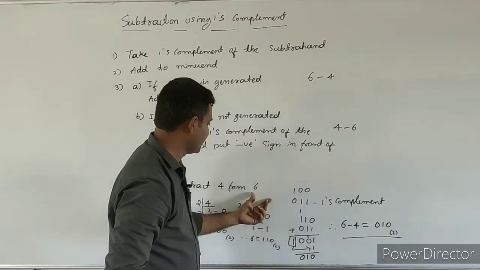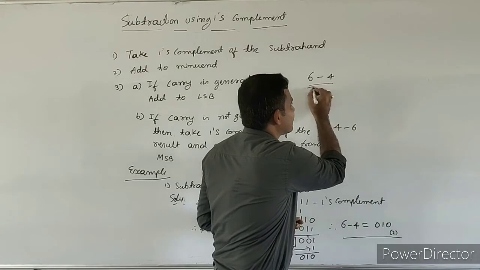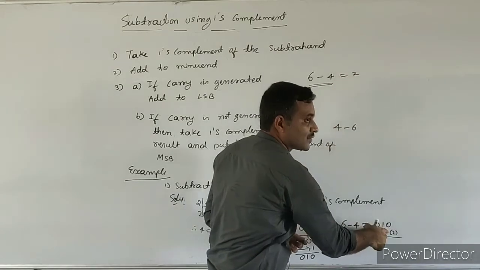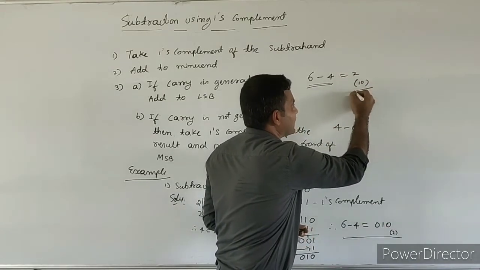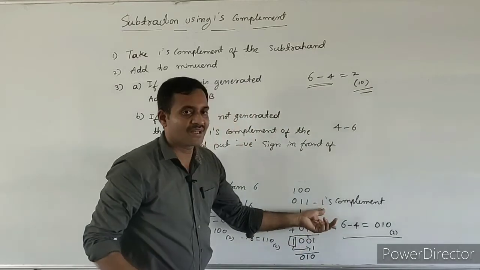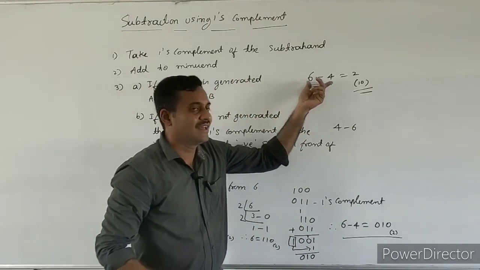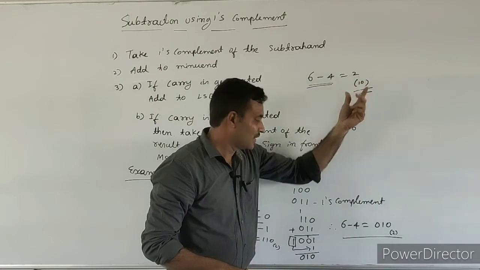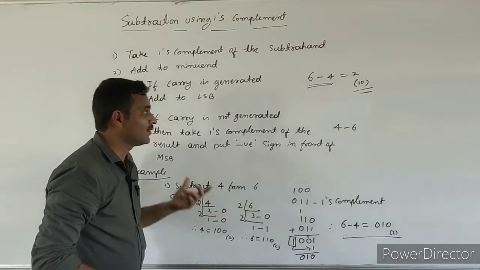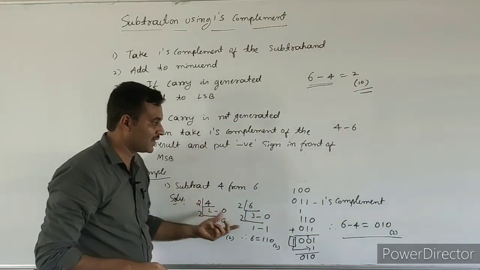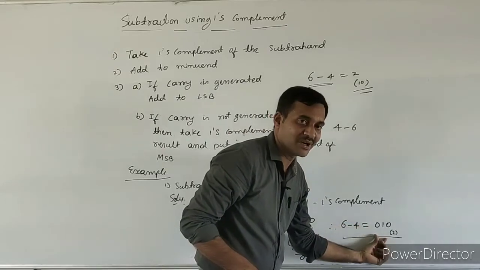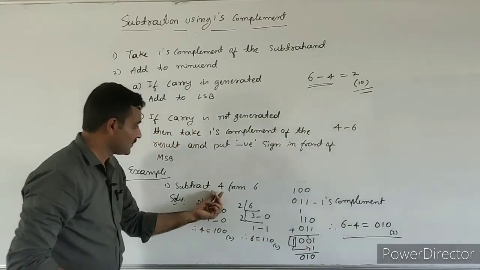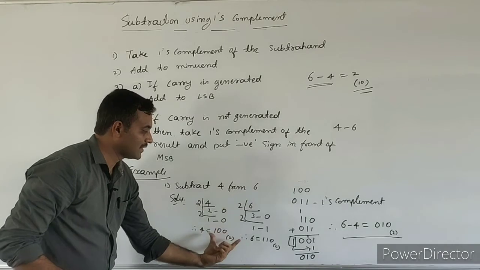See the problem: 6 minus 4 returns 2. The value of 0 1 0 in binary is 2, so it returns the same answer. If you subtract the numbers using decimal, it returns 2. If you subtract the same numbers using ones complement in binary, it also returns the same answer.